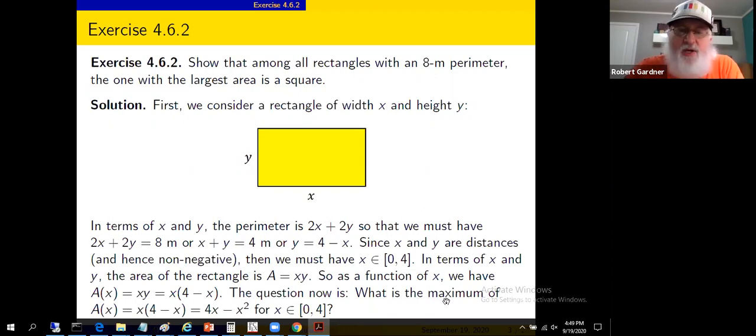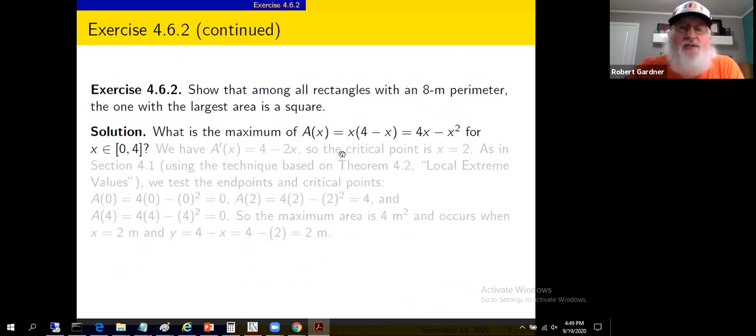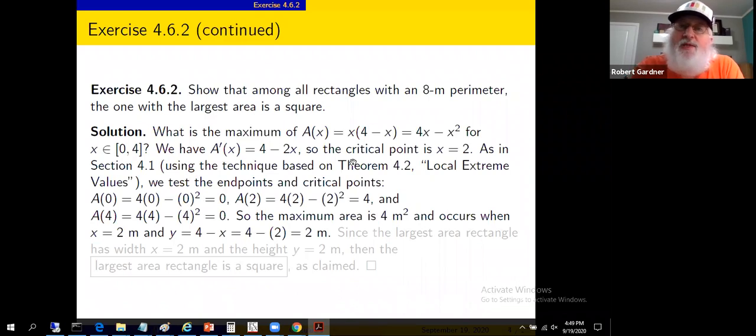We dealt with maxima of functions on closed and bounded intervals. The maxima occur, here's the question again, either at critical points or endpoints of those intervals. So here's A of x, say 4x minus x squared. Let's distribute so I don't have to use a product rule to differentiate. The derivative is 4 minus 2x, so there's A prime of x. That equals 0 when x equals 2. So x equals 2 is a critical point.